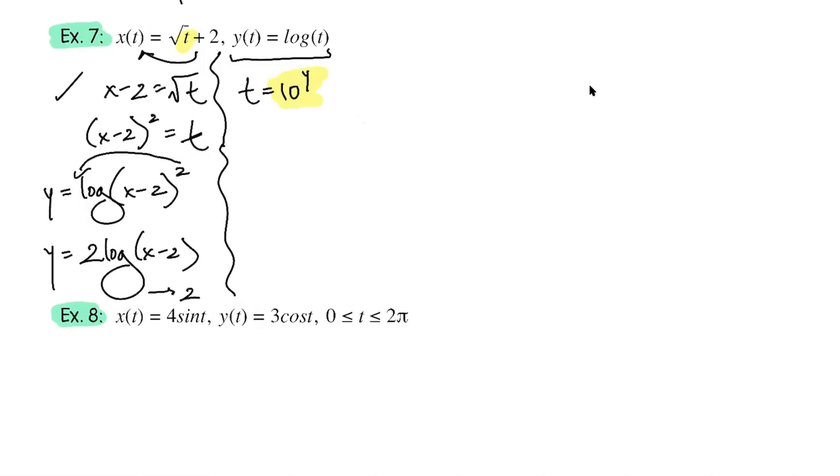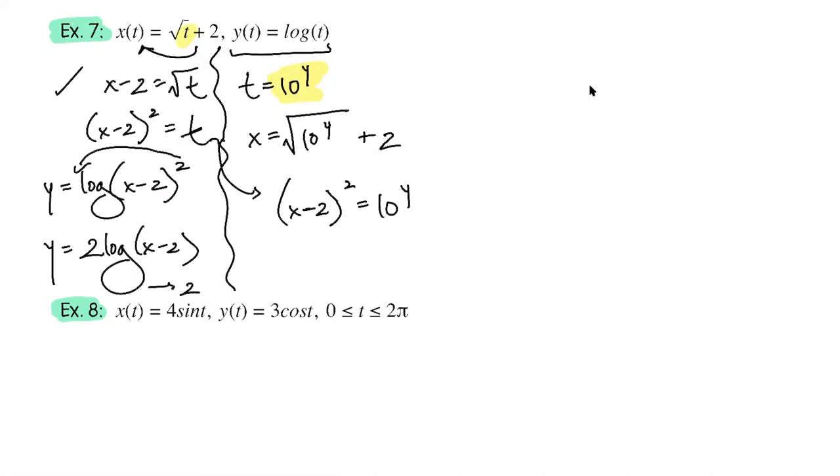I don't think they have much of a choice. Okay, well, I think we could plug that in. So we get x equals the square root of 10 to the y plus 2. That's certainly an option. You know, I think it's possible maybe they solved for t on the other end, and then they had x minus 2 squared equals 10 to the y. I think that's another option. Okay.